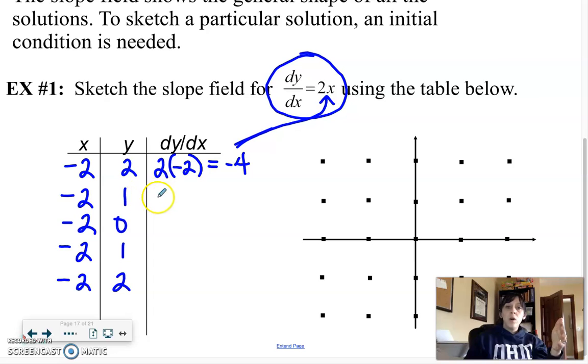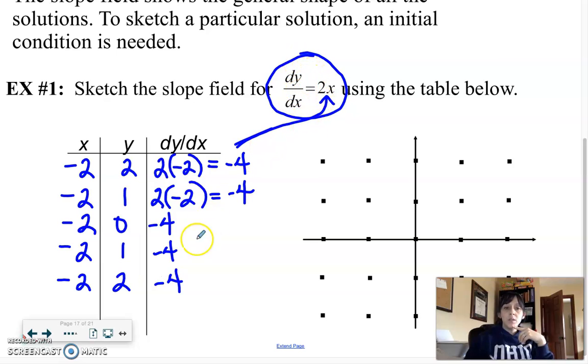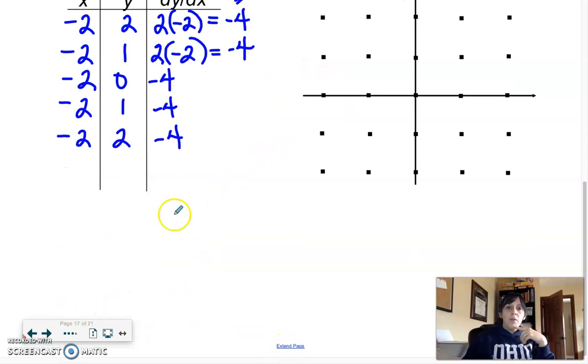So at negative 2, 1, the slope is, remember, according to the equation, 2 times the value of x, and so that's negative 4. And actually, all of these have the same x value, right? So they're all going to have the same slope this time just because of the way the differential equation works. So let me pick a different value just to have something to compare to.